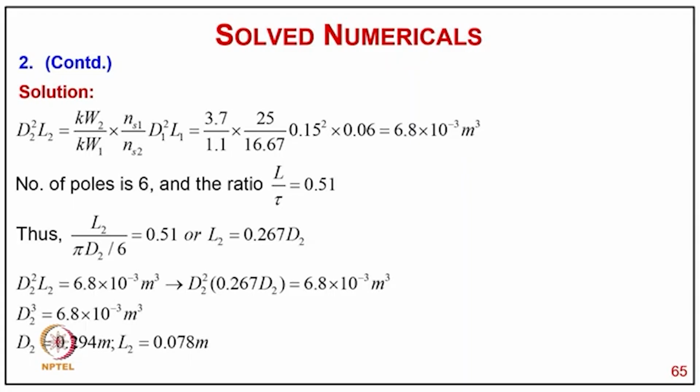Now D2 square L2 can be found by keeping all the values: KW1, ns1 upon ns2, D1 square L1. Putting the values, it comes 6.8 into 10 power minus 3 meter cube. The number of poles is 6, so the ratio L upon pi D upon P comes 0.51. So L2 comes 0.26 D2, and putting this in D2 square L2, equal to 6.8 into 10 power minus 3 meter cube.